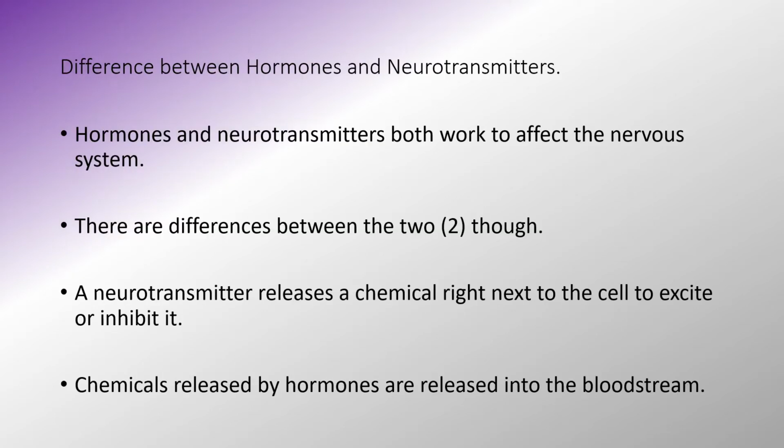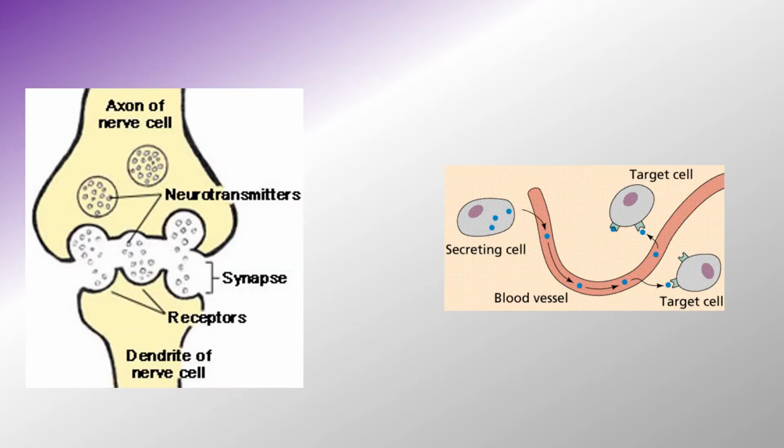So what's the difference between hormones and neurotransmitters? Hormones and neurotransmitters both work to affect the nervous system, but there are differences between the two. A neurotransmitter releases a chemical right next to the cell to excite it or inhibit it, and hormones are typically released into the bloodstream. Let me show you a picture of this, might make a little more sense.